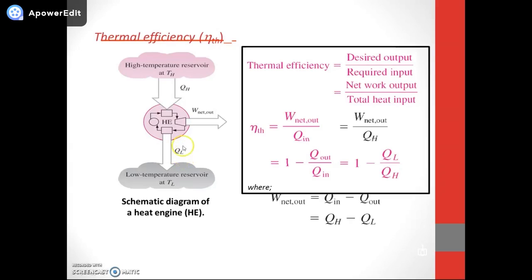QL, we put it as QL. This is high temperature, QH. Okay, this is TH, this is TL. So this is the schematic diagram of a heat engine. We will be using this a lot.